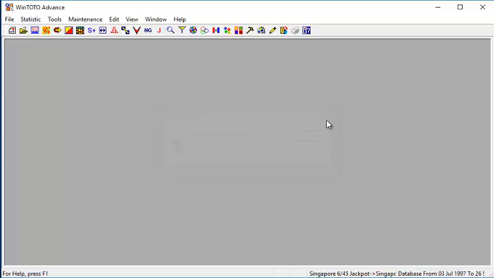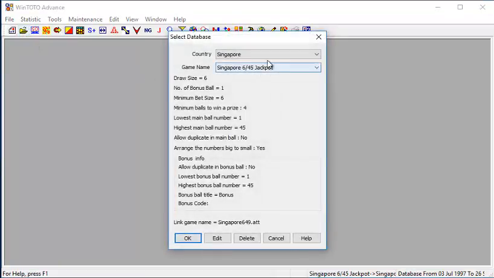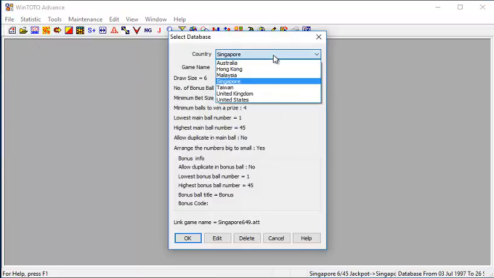Right, okay, let me close this. Now in the WinToto Advance itself, we open this database itself. You can see that we do have data that covers Australia, Hong Kong, Malaysia, Singapore, Taiwan, UK and United States.